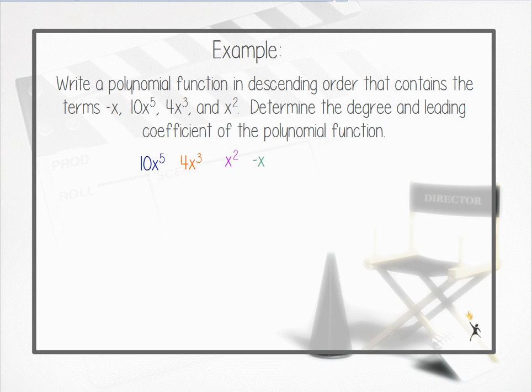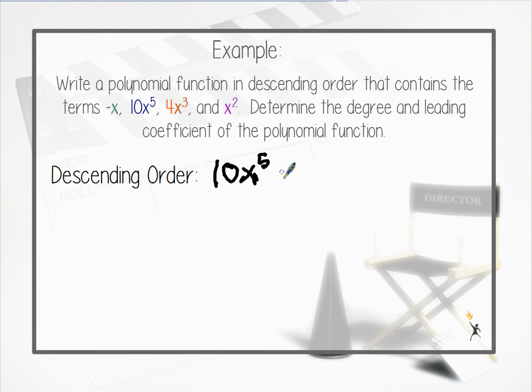So we're first of all going to leave those in descending order. I'm going to rewrite those again. Get my pen. Writing these in descending order, I want my biggest exponent first. This makes my writing not look so good. Sorry about that. And then I have a 4x cubed. I had a positive x squared. And finally, that negative x. I have written them from largest exponent to smallest. Remember, the exponent over here is 1. So now I'm in descending order.